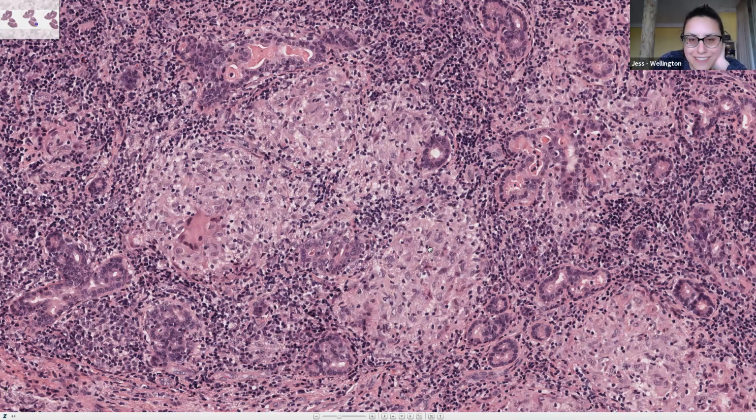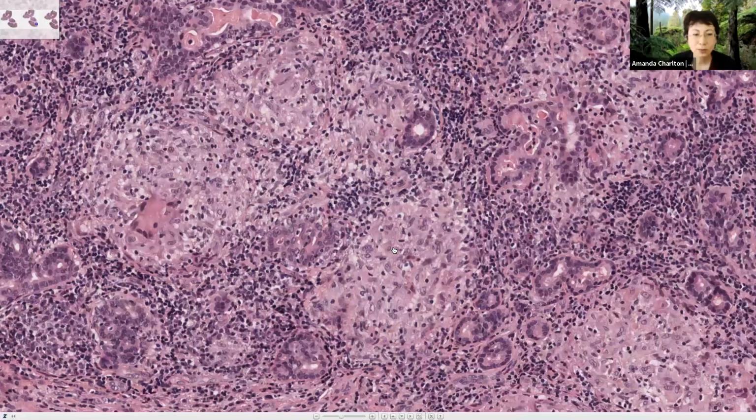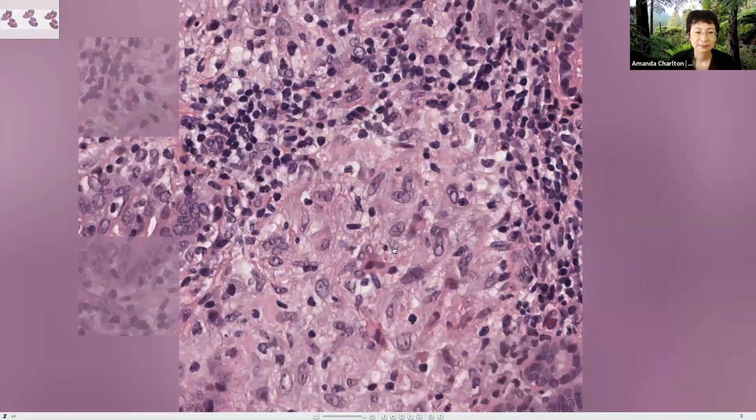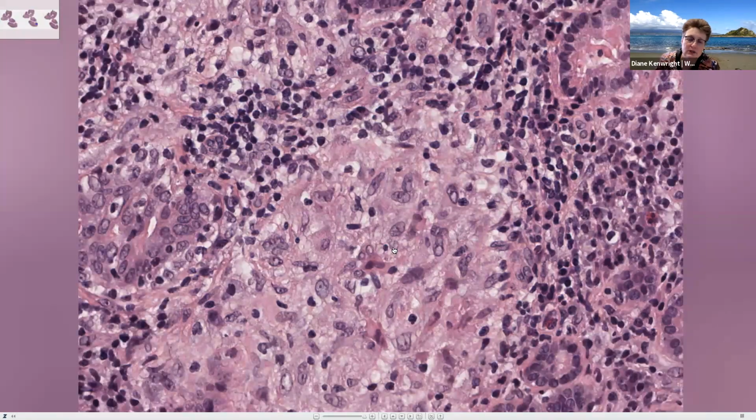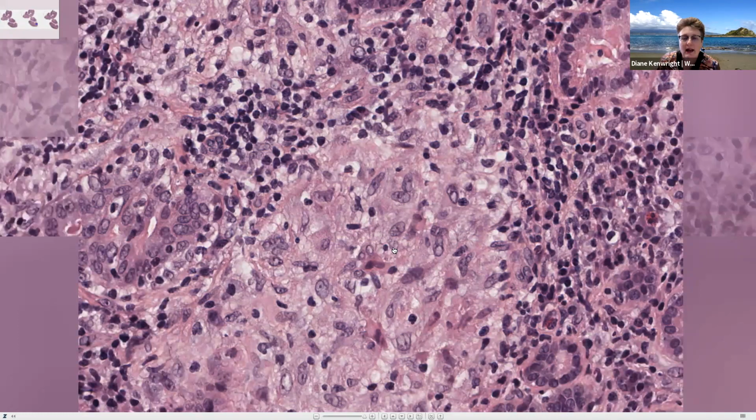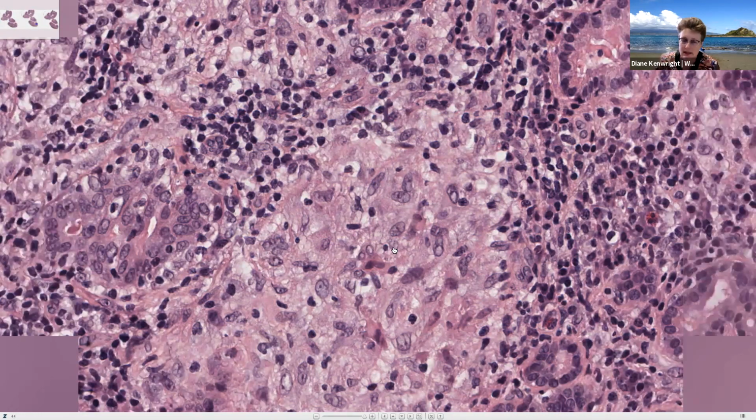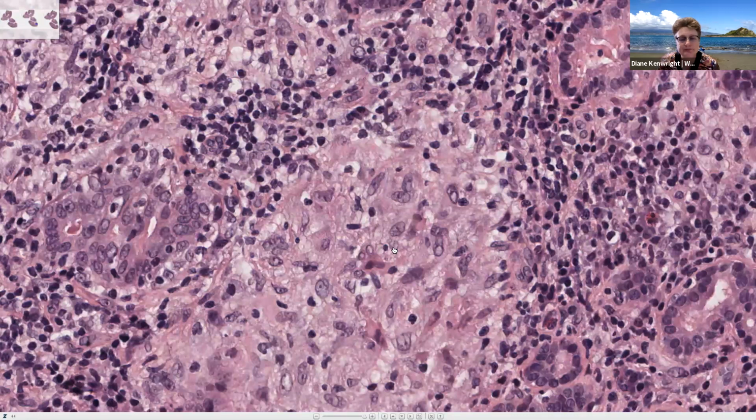I will see if my slightly dodgy mouse will get me there. That's as close as I can get. And yes, we are coming back. Here we go. Oh, that's nice. Yeah. So we can see that they've got oval to kidney shaped nuclei, and their cytoplasm is indistinct from one another. How come that doesn't mean it's one enormous giant cell? Because it looks indistinct, but isn't actually indistinct.